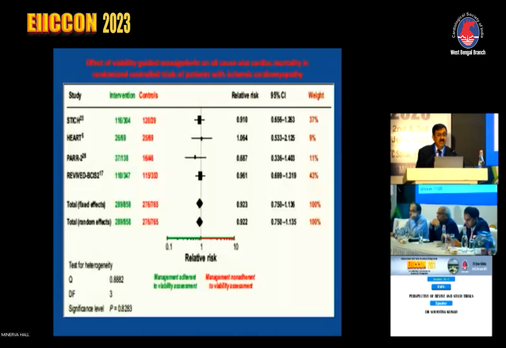And this again beautifully shows the impact of viability-guided management on all-cause and cardiac mortality in RCTs of patients with ischemic cardiomyopathy. You see, more or less neutral. It does not provide any benefit except for a subgroup of Part 2, which showed that the study of viability does matter. But Part 2 overall was a very small trial. You can have a look at the number of patients included in this subgroup, a very small subgroup.